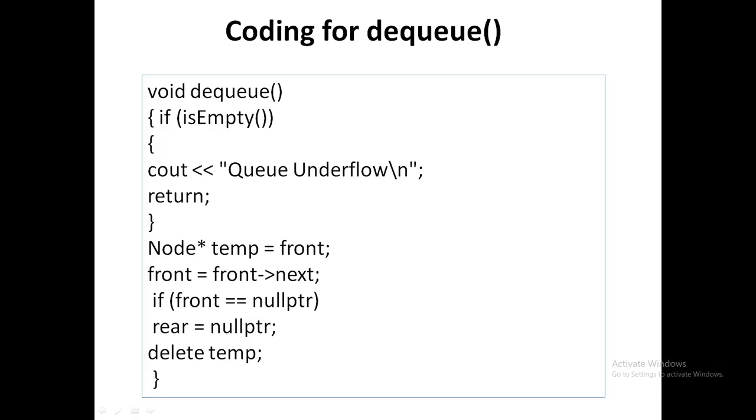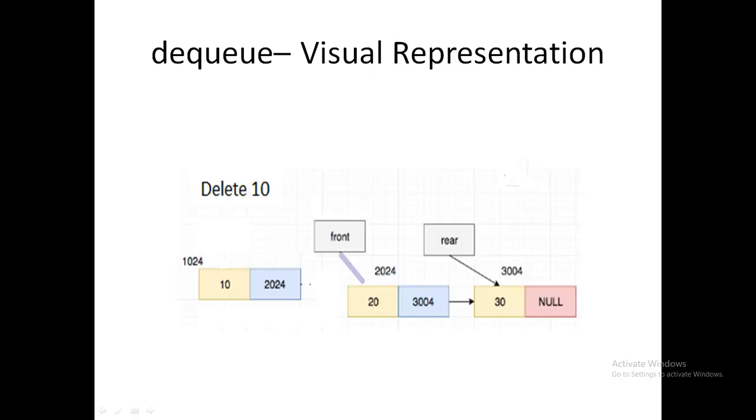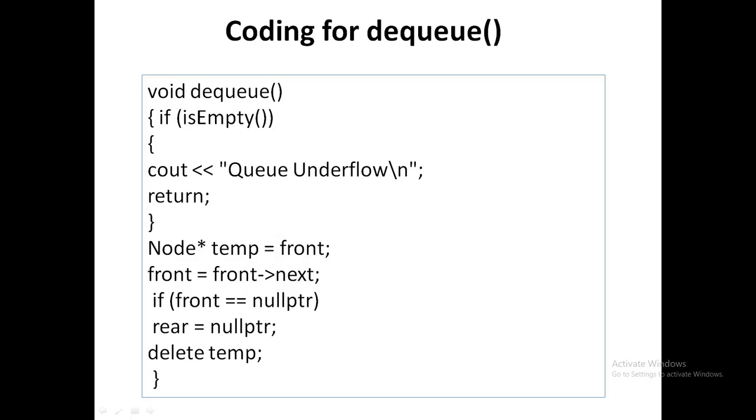If it is not empty, we take a temporary pointer pointing to the front, because we need to delete that memory. That's why we make the front pointed to by the temporary, then front points to the next. So this is the front one, this front now becomes the front's next. Already we are having this 10 in the temporary, so the temporary needs to be deleted.